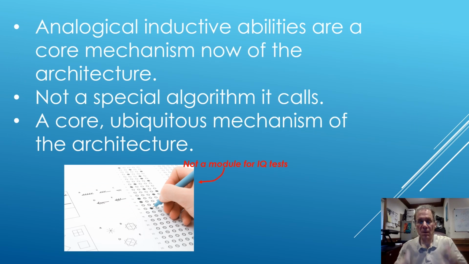I just want to point out something very important. The analogical inductive abilities are now a core mechanism of this architecture. It's not a special algorithm that the architecture calls up, oh, when it's writing an IQ test, how to do analogies. No, no, no. It's a core ubiquitous mechanism of the architecture now.